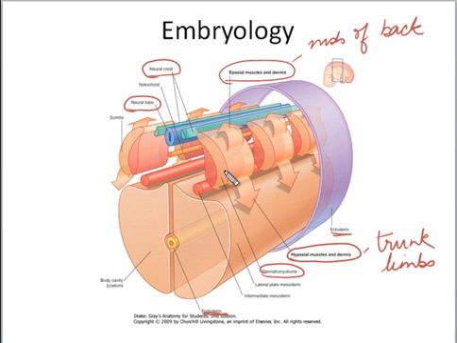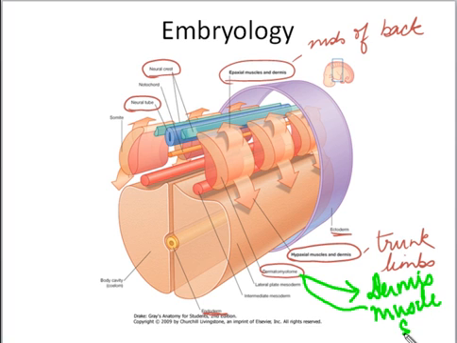From the name itself, if somebody asked you what it would develop into, derma for dermis of skin. So this gives rise to dermis of skin. Myotome, myo is muscle, so it gives rise to muscle. This dermatomyotome gives rise to skeletal muscle.